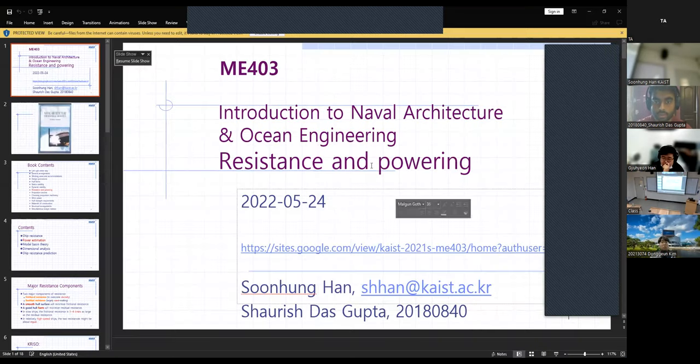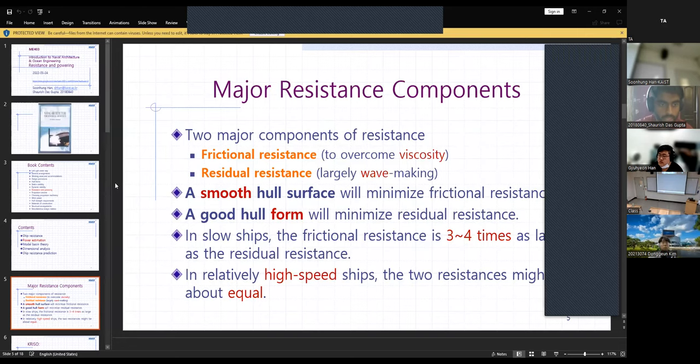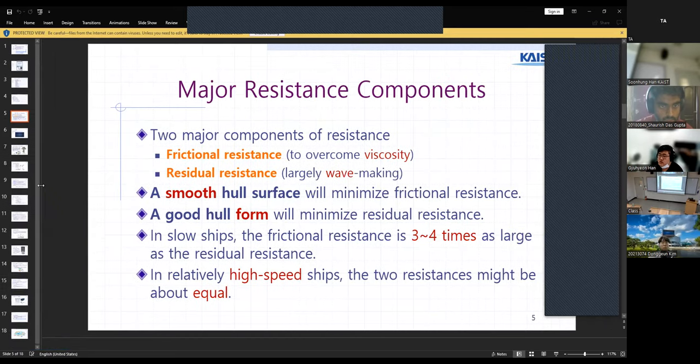There are two major components of resistance in a ship. Yeah. We cannot see the screen. We just see the black screen. So can you try the sharing again? It's okay now. Is it working? No, it's not. Okay, I'll just keep it like this. Is this working now?